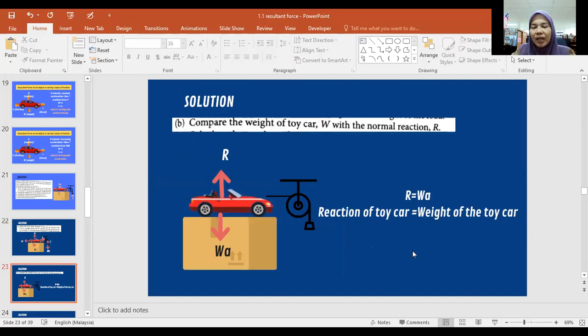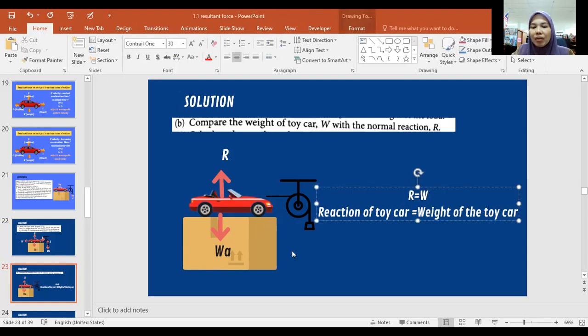Okay, next, compare the weight of the toy car W with the normal reaction. The object is stationary, as I told just now, so there is no force acting on the horizontal. We only have forces on the vertical side. R is equal to W. The reaction on the toy car is equal to the weight of the toy car.